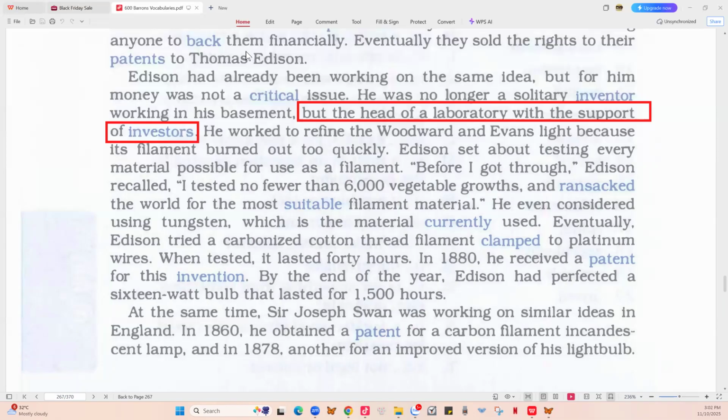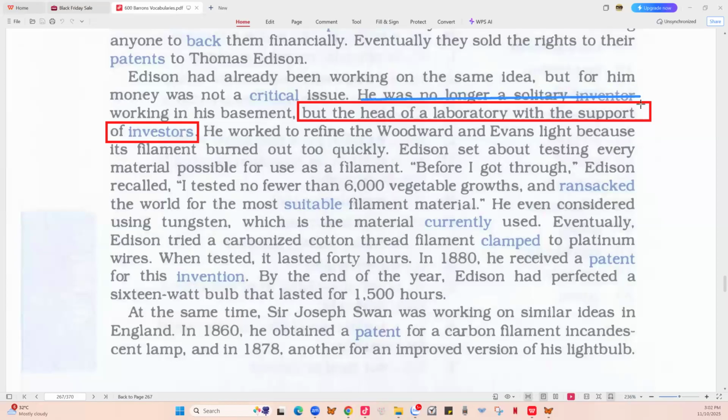Yes. Okay. Edison was the leader of a laboratory, and he had financial support from investors. He had financial support from the investors. So let's put these two sentences together.